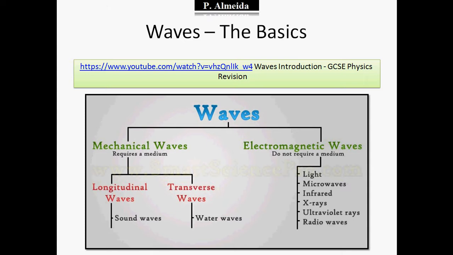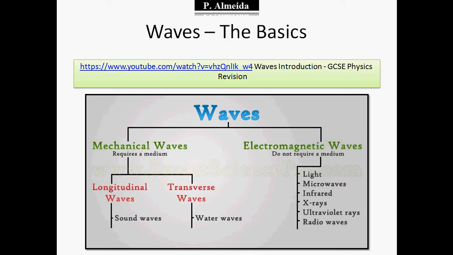Mechanical waves need a substance to pass through, otherwise they do not exist. Electromagnetic waves do not need a medium, therefore they can travel through a vacuum. Electromagnetic waves are all the waves that you learned about in the electromagnetic spectrum: gamma, X-rays, ultraviolet, visible light, infrared, microwaves, and radio waves. I went from higher frequency to low frequency, smaller wavelength to longer wavelength.